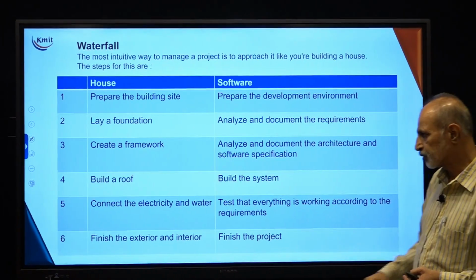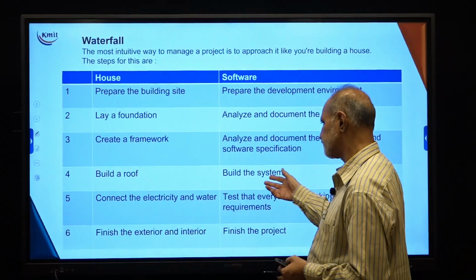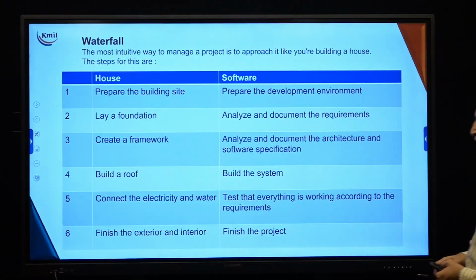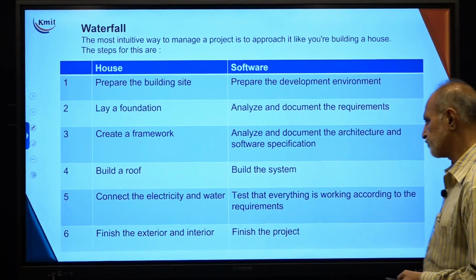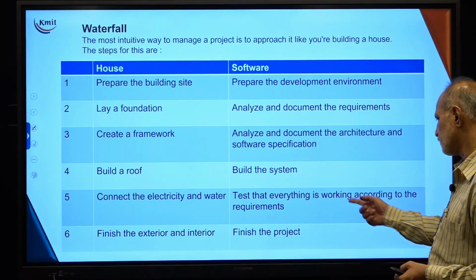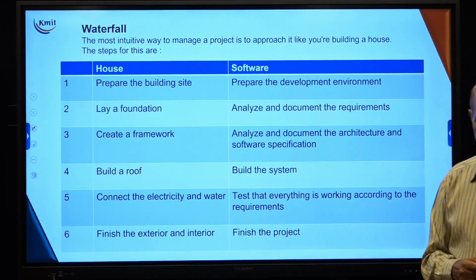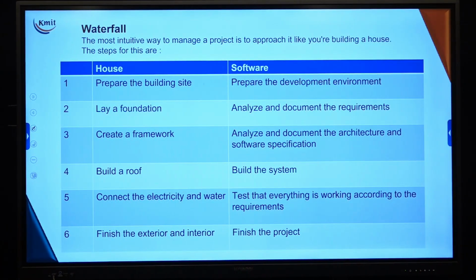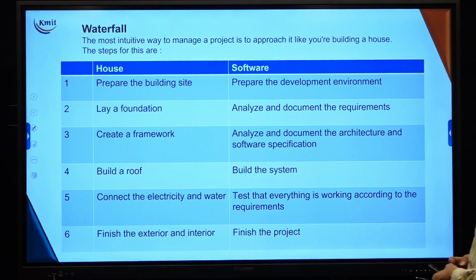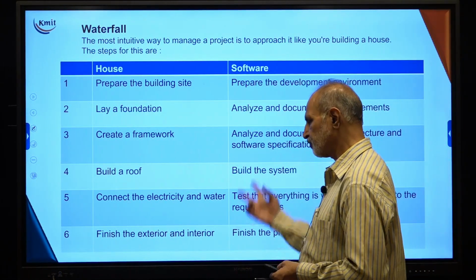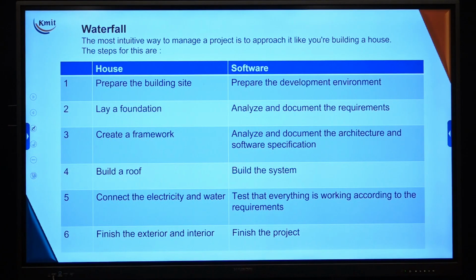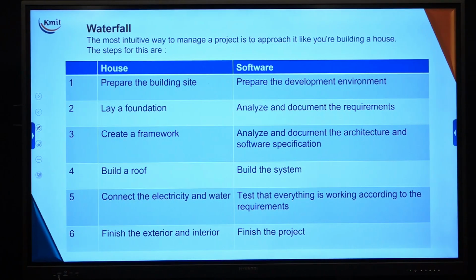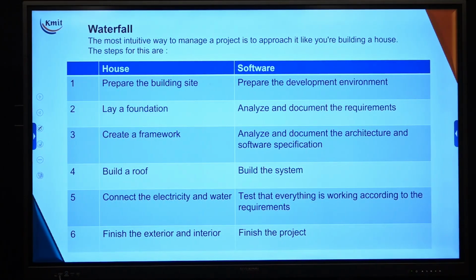Then build a roof, so I am building the top. So build a system. Next point is connect the electricity and water so that everything gets energized. In software, I will test that everything is working according to the requirements. The last is finish the exterior and interior, so I finish the project. You can see that the tabular form gives you a very good idea about what we call the waterfall model in traditional house development and in traditional software development. There is a lot of coherence between the two.